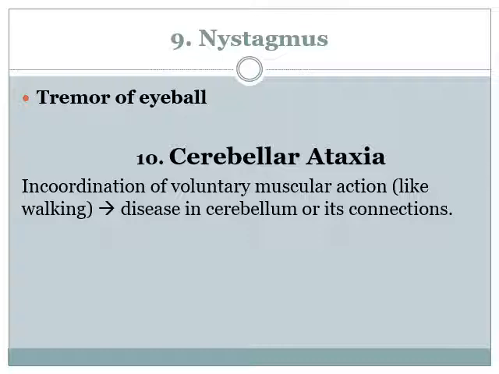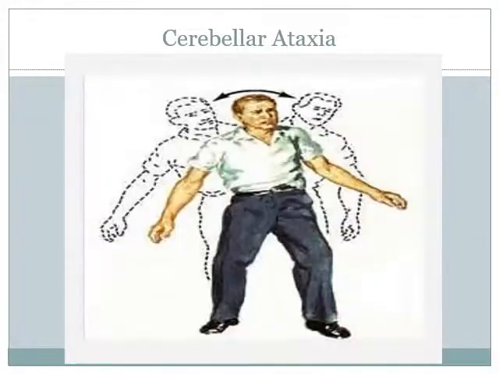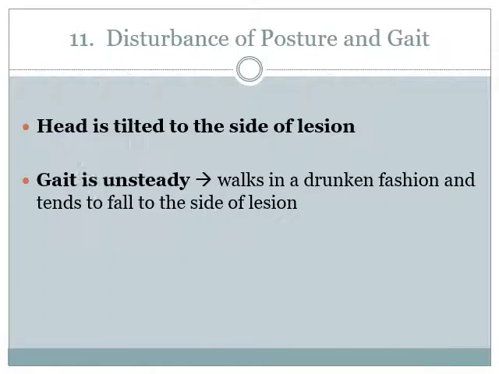And cerebellar ataxia, the last one, is incoordination of the muscular action. For example, during walking, there is synergy between the different agonist muscles and then their application, and the antagonist muscles. This is a diagram showing that you have a vertigo type of thing here and there, and you just cannot walk. Then there is disturbance of the posture and the gait, and usually the head is tilted to the side of the lesion, and the gait is unsteady, for example in a drunken fashion.